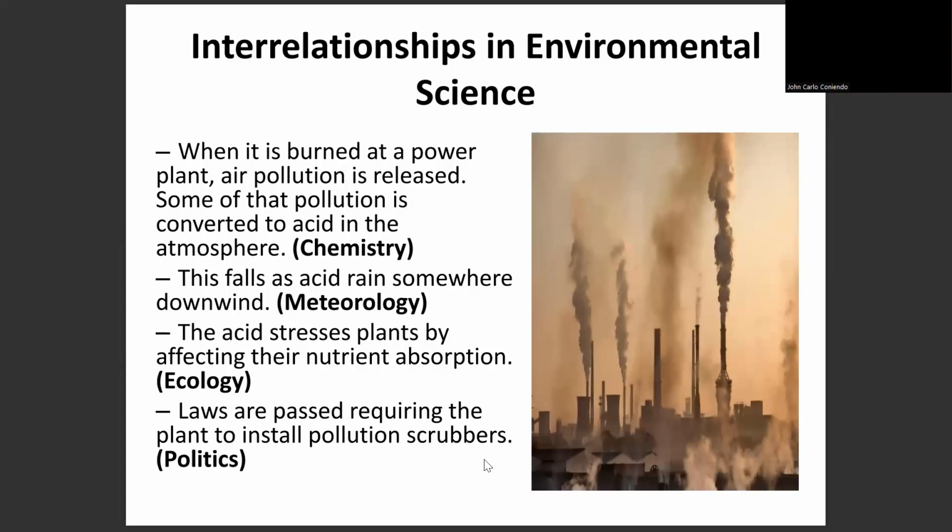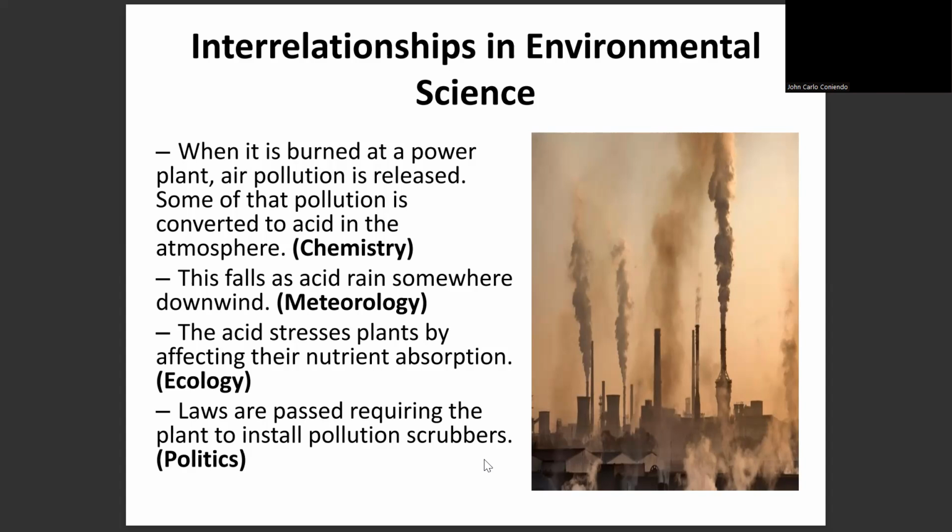Next would be chemistry. When it is burned at a power plant, air pollution is released. Some of the pollution is converted to acid in the atmosphere, and this is where environmental chemistry comes in. As we know, when we burn fuels containing sulfur and nitrogen, and carbon-rich compounds, we produce carbon dioxide, which adds to the greenhouse effect. It also produces NOx and SOx, which are both pollutants causing acid rain.